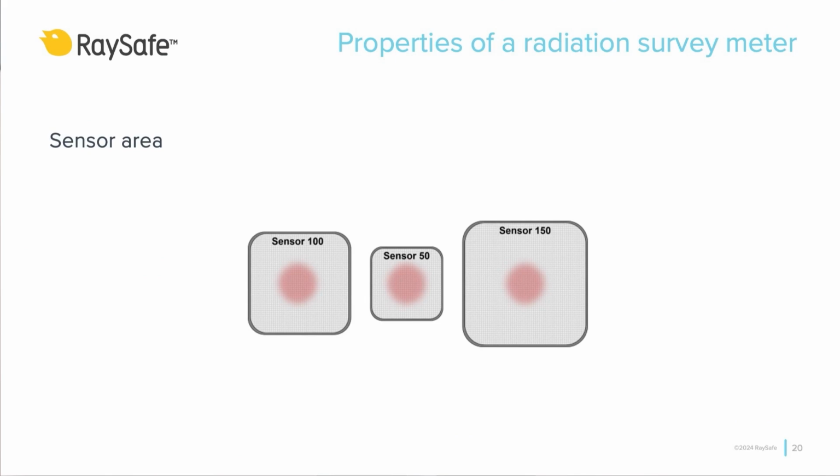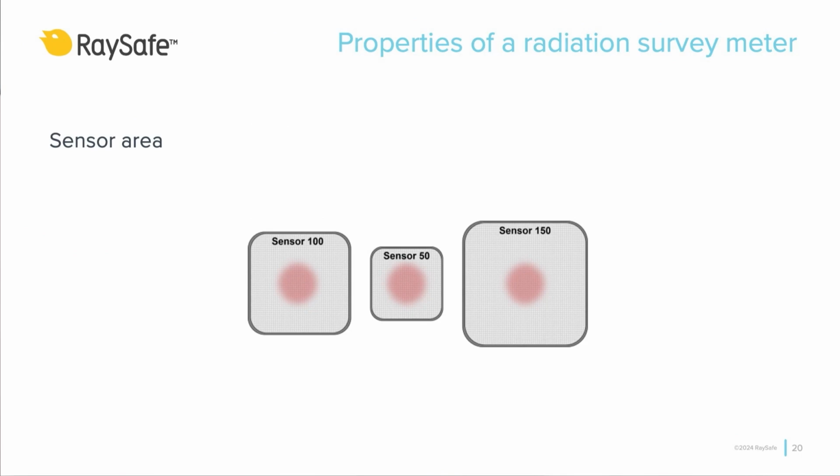All survey meters are designed to be fully irradiated, meaning they will only show accurate readings if the full area of the meter is irradiated. If only 50% of the meter is irradiated, it will underestimate the dose by 50%.